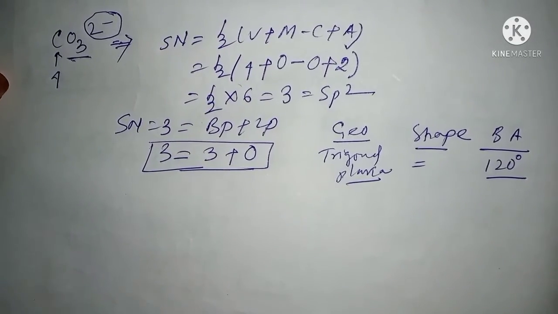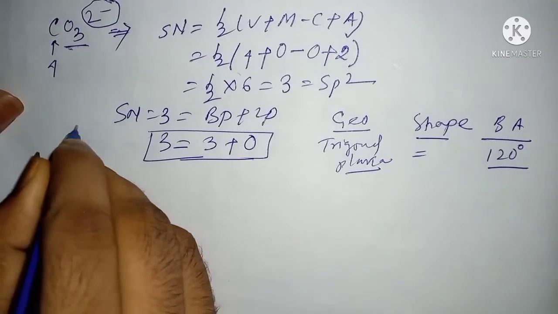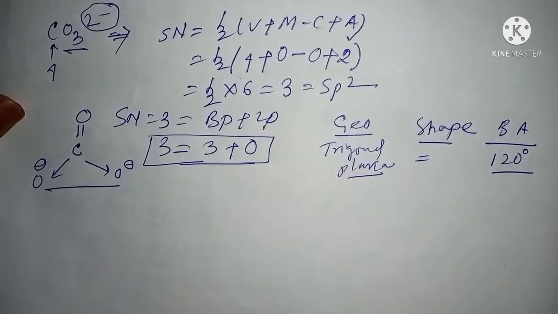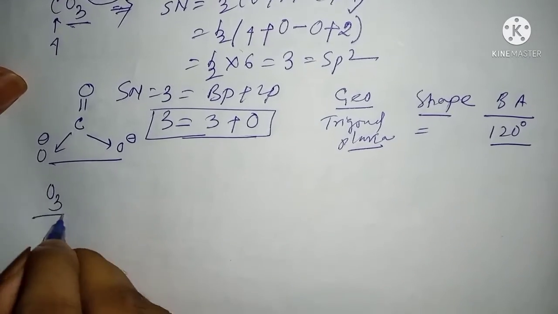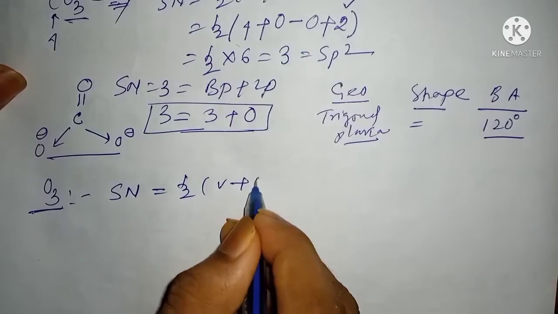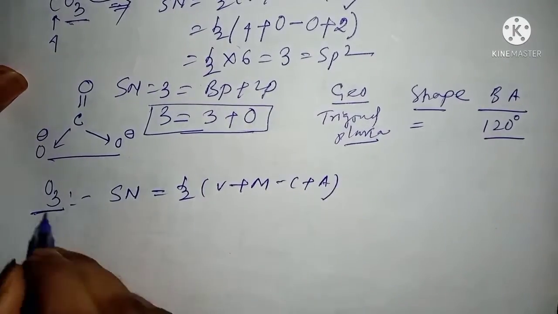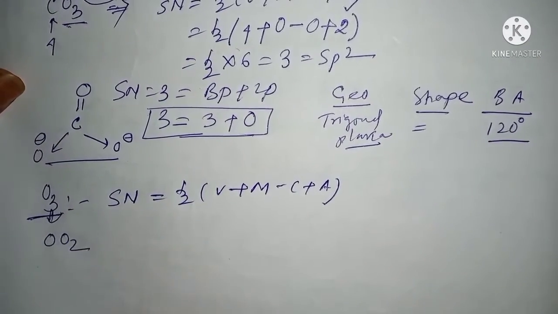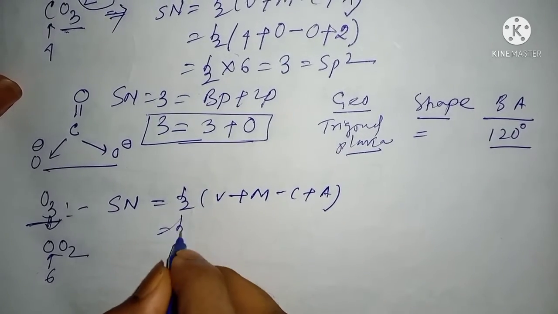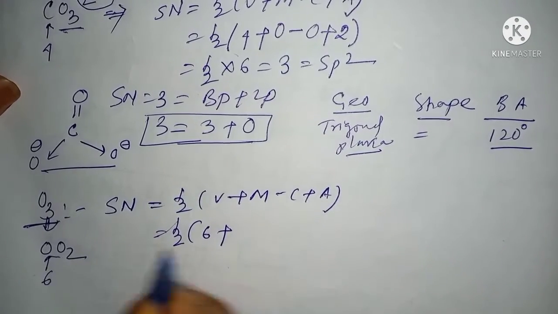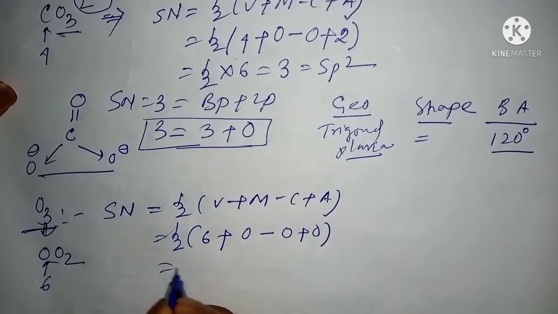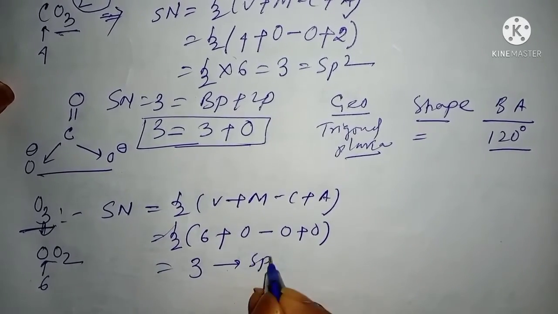Now another example: suppose this structure is trigonal planar, with O negative, O negative, so the structure is this. And another example, O3. In case of O3, first calculate steric number equals half into V plus M minus C plus A. O3 is written as O2 with O as the central atom, so 6 valence electrons. Half into 6, plus no monovalent atom, so 0, minus no cationic, no anionic charge, so this is 3. So 3 means sp2 hybridization.